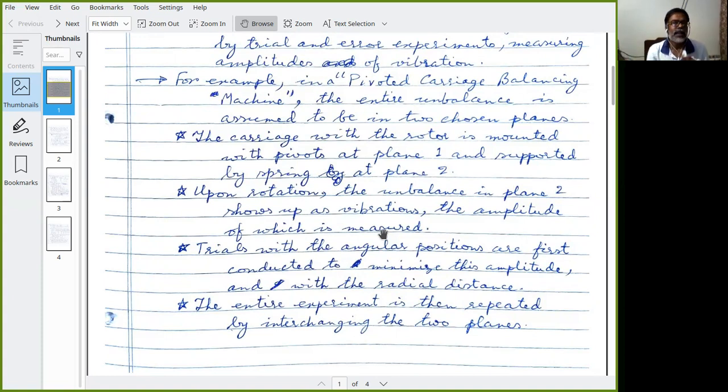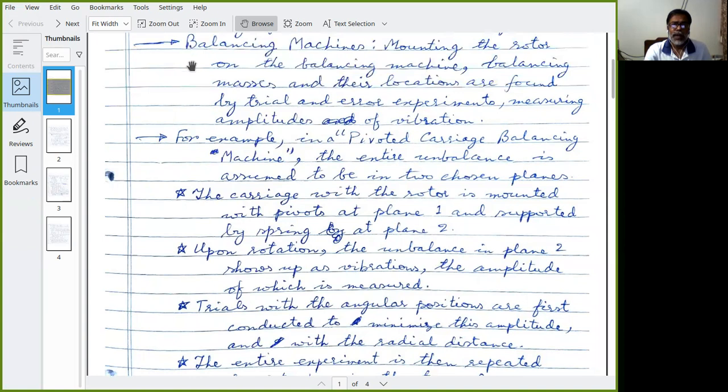Now open it and interchange the two planes. Now pivot it at plane 2 and support the location of plane 1, where you earlier pivoted, by a spring, and then repeat the experiment. In this round you will be correcting the unbalance in plane 1, and that's it. Now you can take the rotor, balanced, and use it. So this is by using a balancing machine.